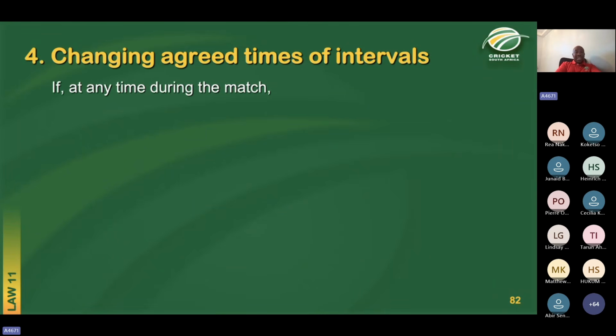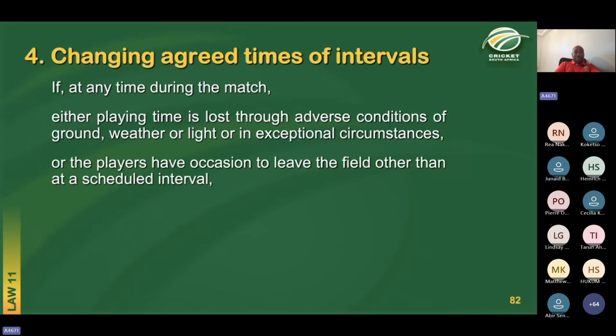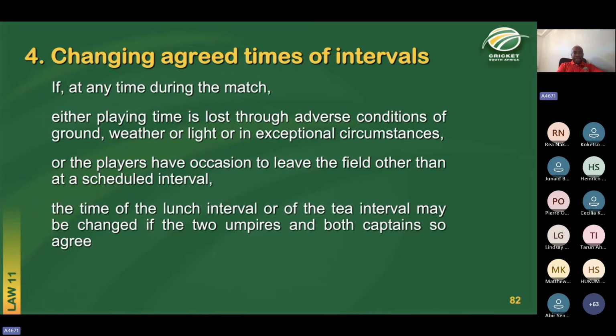So how else and when else can we change agreed time for intervals to maximize play? Law tells us that if at any time during the match, either playing time is lost through adverse conditions of ground, weather, and light, or in exceptional circumstances, or the players have occasion to leave the field other than at a scheduled interval, the time of the lunch interval or of the tea interval may be changed if the two umpires and both captains so agree.